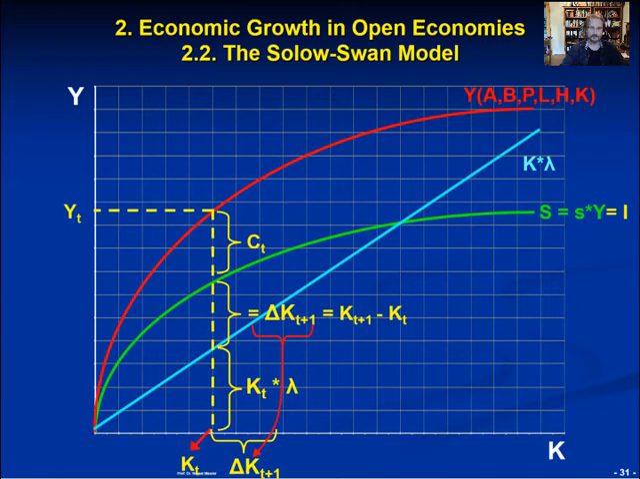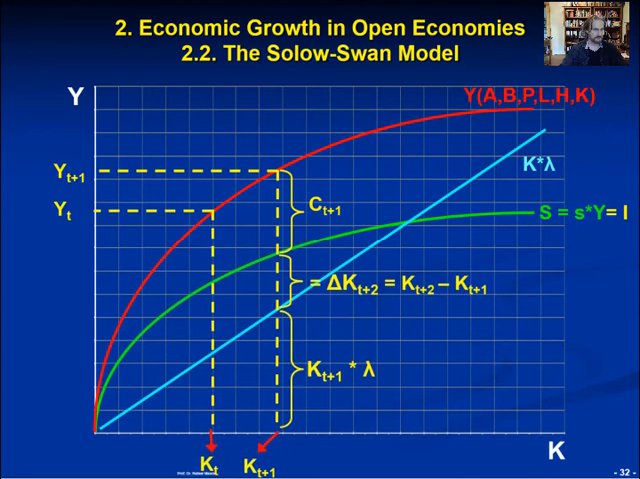We can now determine the new GDP level of period T plus 1. This is our new capital stock. With this capital stock, we are now able to produce this GDP level, YT plus 1. If we subtract now again capital depreciation from gross investment, this is gross investment equal to savings, if we subtract capital depreciation, this line segment, we receive the new net investment level, delta KT plus 1.